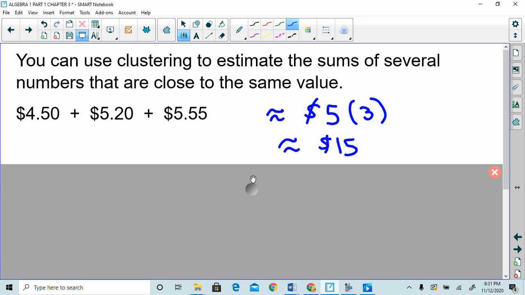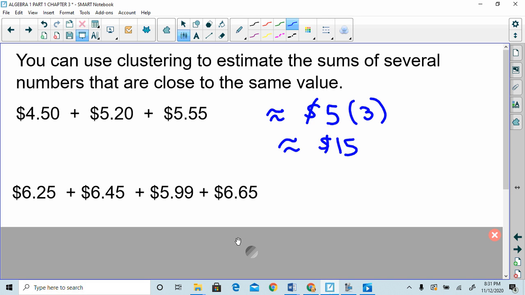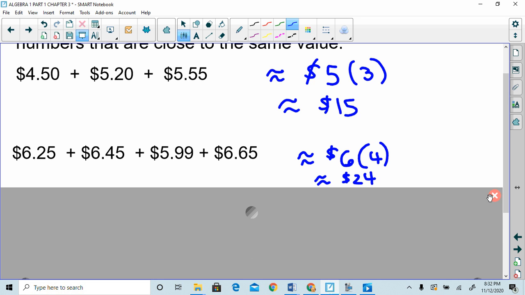Let's see a second problem. I'm looking at $6.25, $6.45, $5.99, and $6.65. They're all approximately equal to $6. We're all near it, okay? Either a little above or a little below. And there are 1, 2, 3, 4 of them. So this is approximately equal to $24. This only works when we have numbers that cluster or are near the same value.